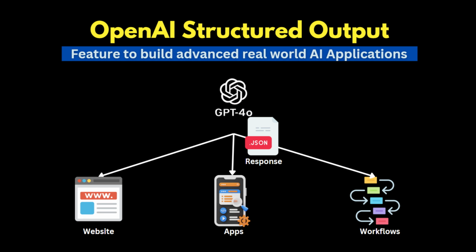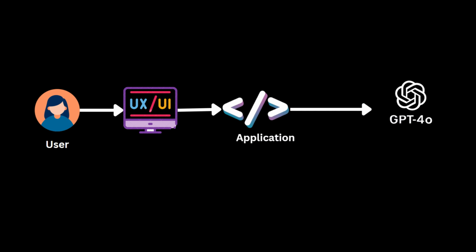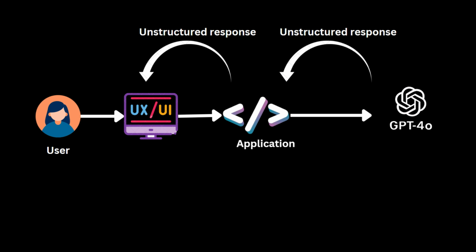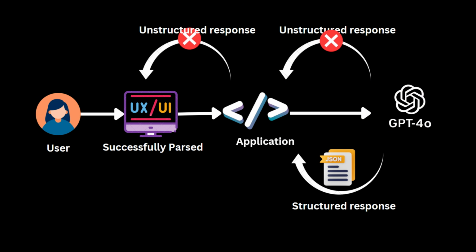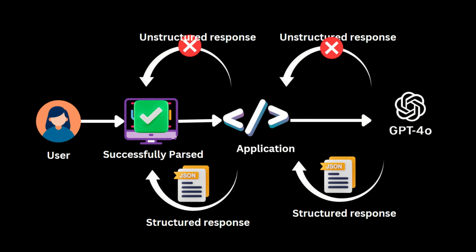In this video, we are diving into a game-changing feature that can take your AI projects to the next level. OpenAI's Structured Output. Large language models are amazing at answering questions. But let's be real, sometimes those responses are a bit all over the place, right? In real-world apps, we can't afford messy, unstructured responses. We need them neat, predictable, and perfectly formatted. That's where OpenAI's Structured Output comes in.